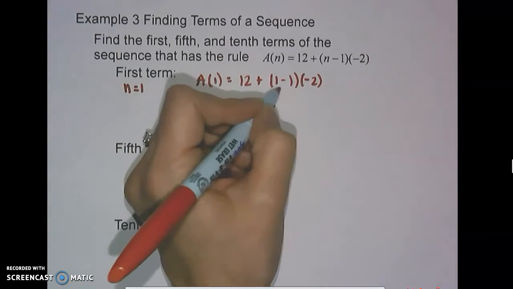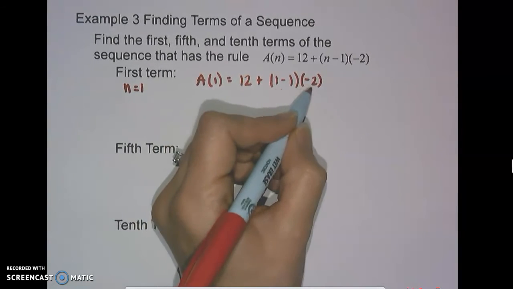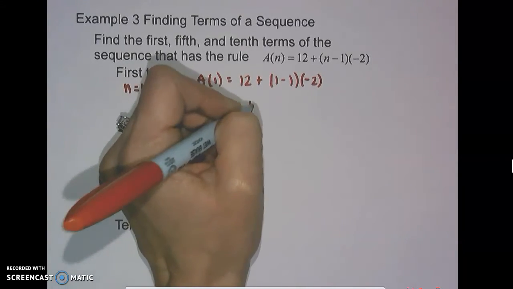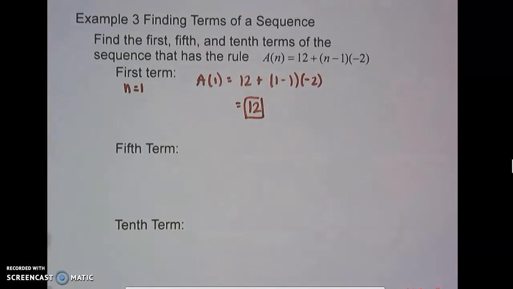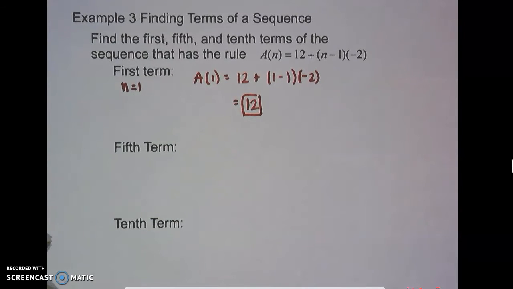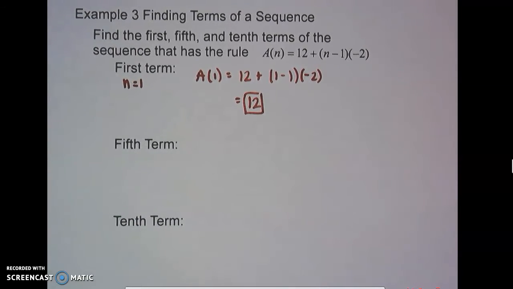So here we need to do the parentheses part first. 1 minus 1 is 0. 0 times negative 2 is 0. And 12 plus 0 is 12. So 12 is our first term. And we already knew that from that information. Now obviously for these you could sit there and count using the common difference of negative 2. But especially as you get into bigger terms, you're not going to want to do that. So we're going to want to be able to plug these values in.